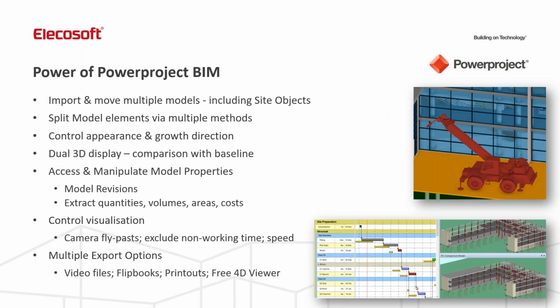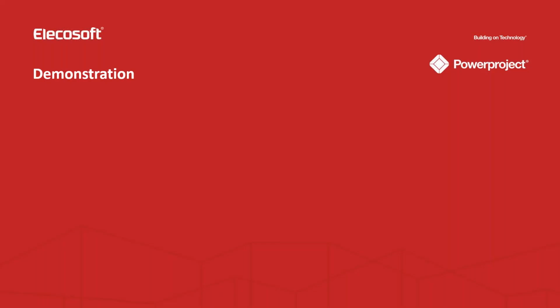And this is a bit of a hint of what we're going to talk about today. We're going to bring in multiple models, move them around, bring in site objects like that mobile crane we can see on screen. We're going to look at growth paths and coloring of models as they get simulated, but also looking at the core data that sits within the model, so quantity information and what we can do with that. Then we'll play with some of the visual side of things, so cameras, movement paths, different ways of exporting into video files, etc. So let's get on with it.